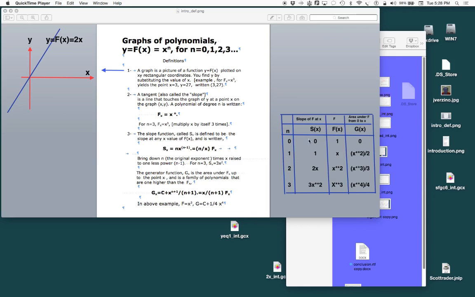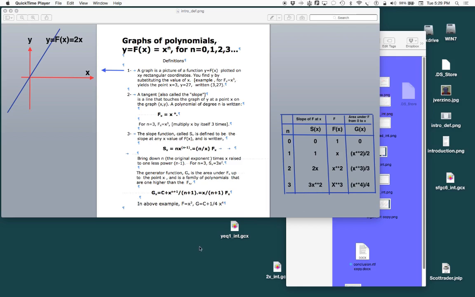Okay, so this is a table for values of n from 0 to 3. There's the function 1, x, x squared, x cubed. Anything x to the 0 is 1. That's why this is 1. And here for this one, 1 is the slope function. X squared over 2 is the generator function. For x squared, 2x is the slope function. X cubed over 3 is the generator function. For x cubed, 3x squared, and the generator function is x to the 4th over 4. For this one, see the 3 came down, and it's x, then you reduce the exponent by 1 to 2, so it's 3x squared.